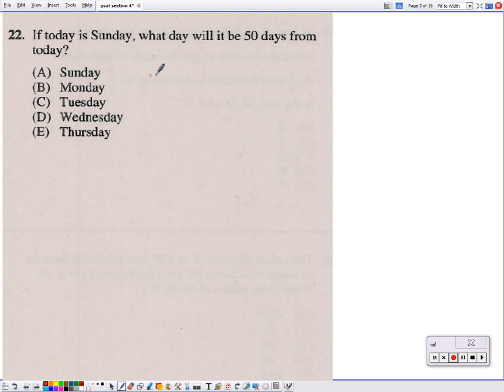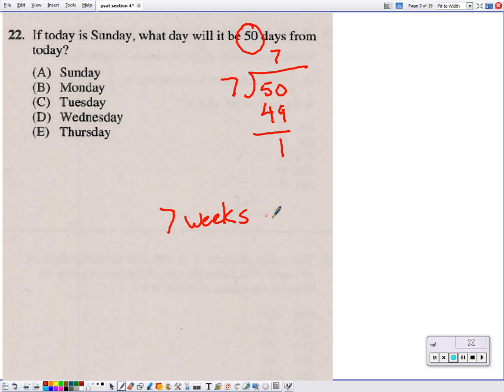Question 22. If today is Sunday, what day will it be 50 days from now? Well, the first thing I want to do is see how many weeks that is. So I'm going to divide 7 into 50, and that goes in 7 times, and there is 1 left over. So from Sunday, this is really 7 weeks plus an extra day, because we got that 1 remainder. So 7 weeks makes it Sunday again, plus 1 extra day makes it Monday.